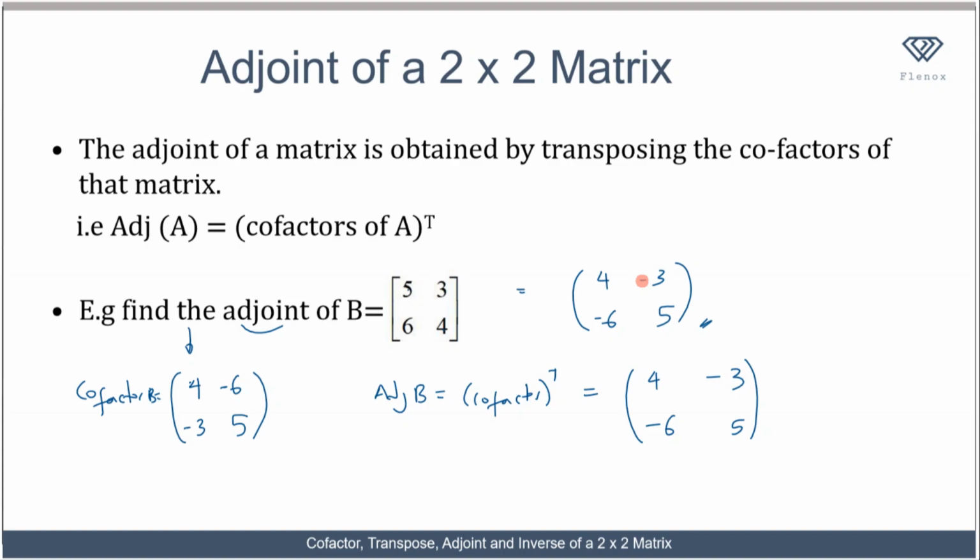So to recap, to find the adjoint of a 2 by 2 matrix, you just interchange the first diagonal. So you bring 4 up and you bring 5 down, while you leave the second diagonal the way it is, but you change the polarity. The reason why I'm mentioning this shortcut is because it really saves you a lot of time when you are trying to solve real questions.